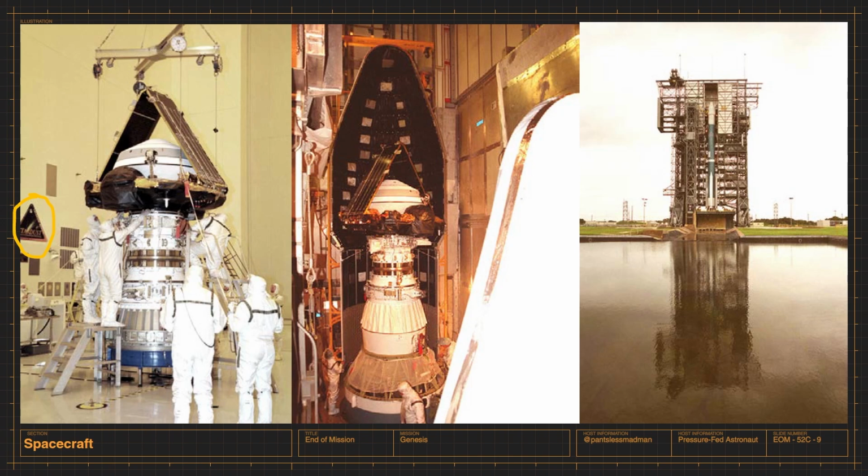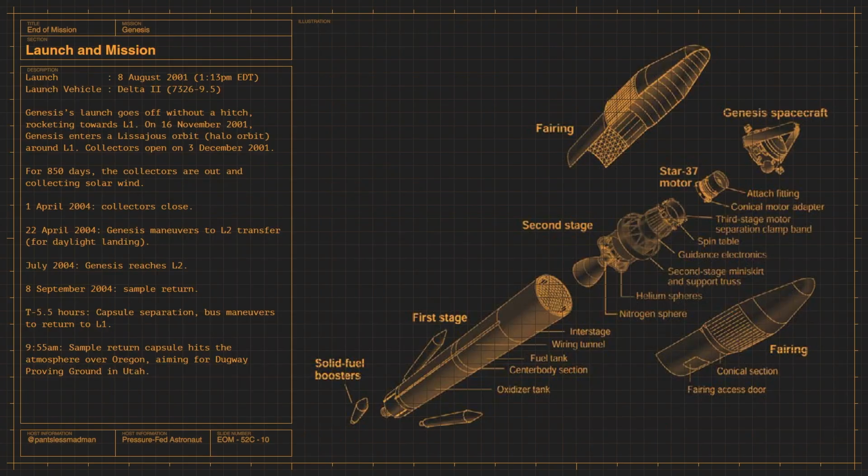So here it is being loaded on the Delta II. Here's the Delta II on the pad. It's going to launch on August 8th, 2001 at 1:13 p.m. Eastern Daylight Time. This one's got 3 boosters and a Star 37 because this thing weighs only about 636 kilograms. It ain't that big. It's small and light, and it's not going far. It's going up to L1.